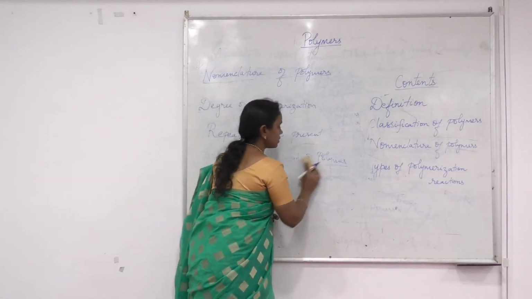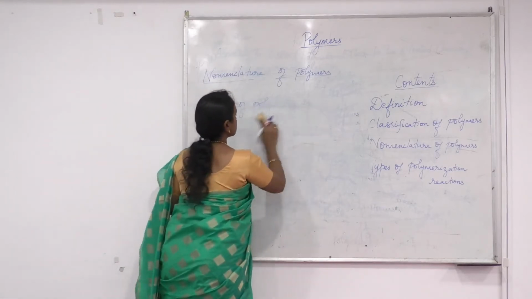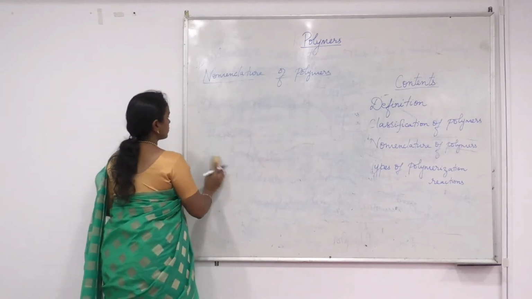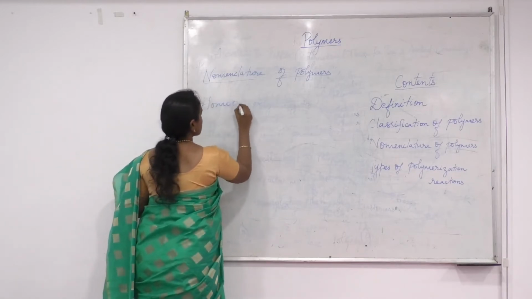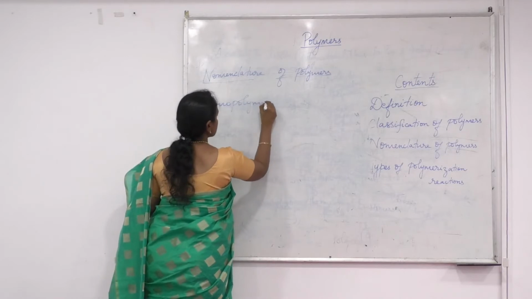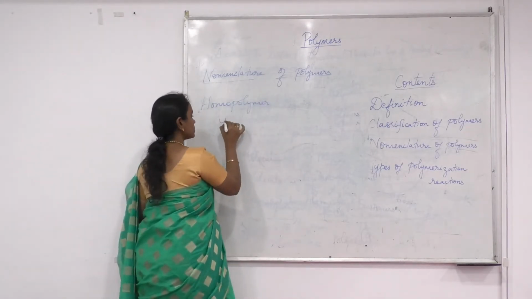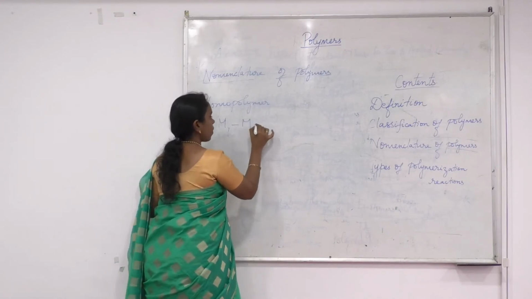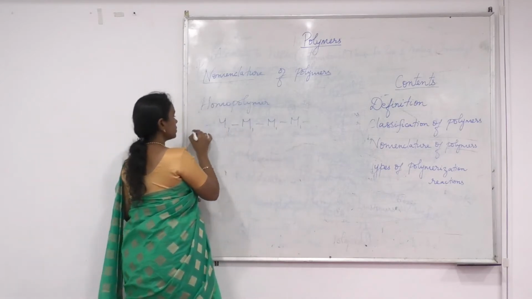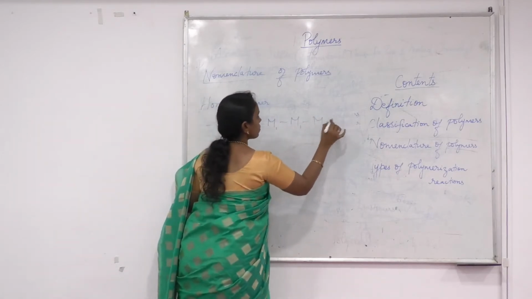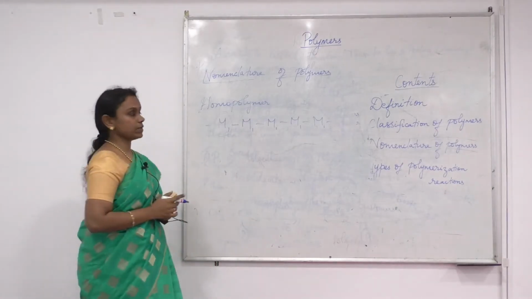Next we will see what is a homopolymer. A homopolymer is a polymer in which all the monomeric units are the same. All the monomers that are in the polymer chain are the same. For example, in this case, all the monomeric units are M1. So such polymers are called homopolymers.